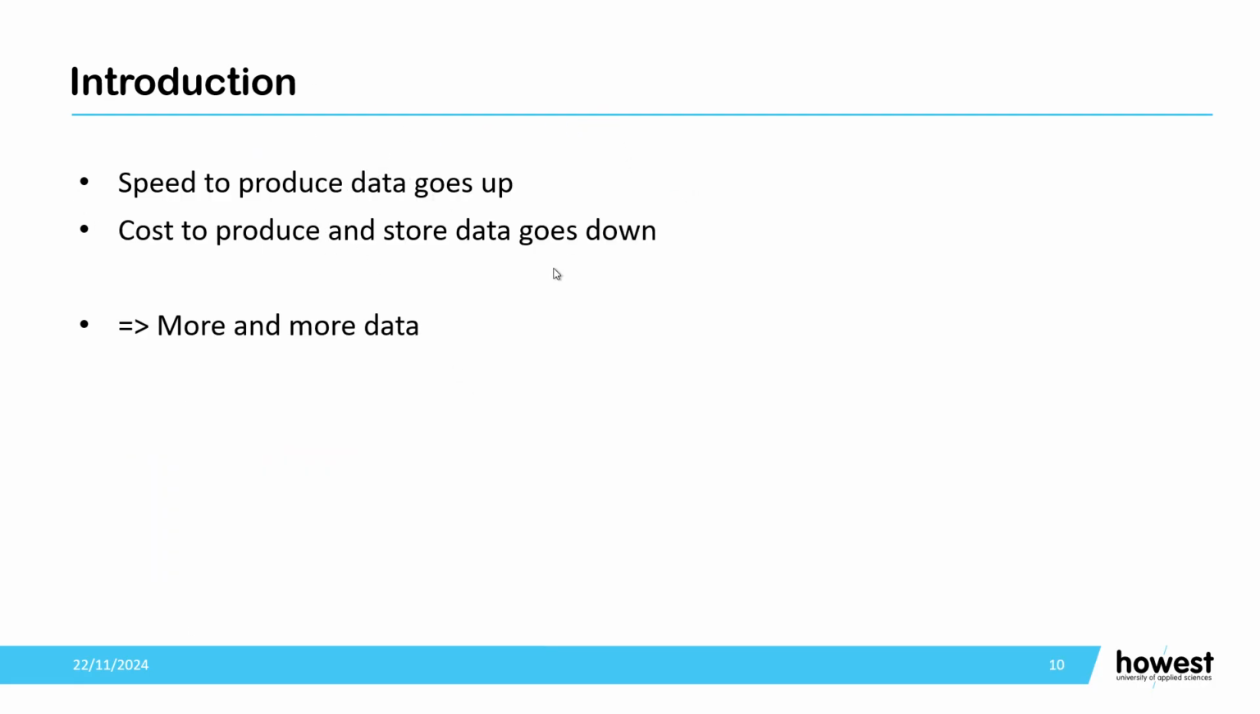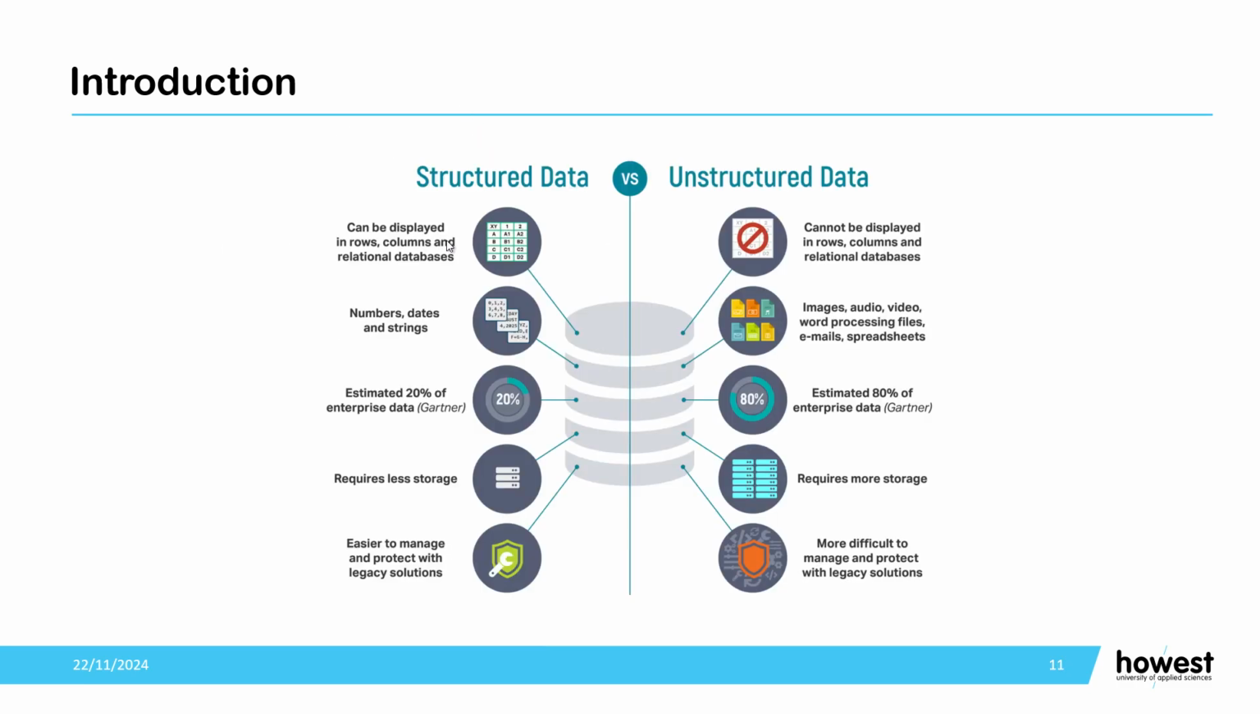So this is a bit the conclusion of these first slides. Speed to produce data goes up, and the cost to produce and store data goes down. So we get more and more data. We want to store it somewhere, and that is where our databases come in.